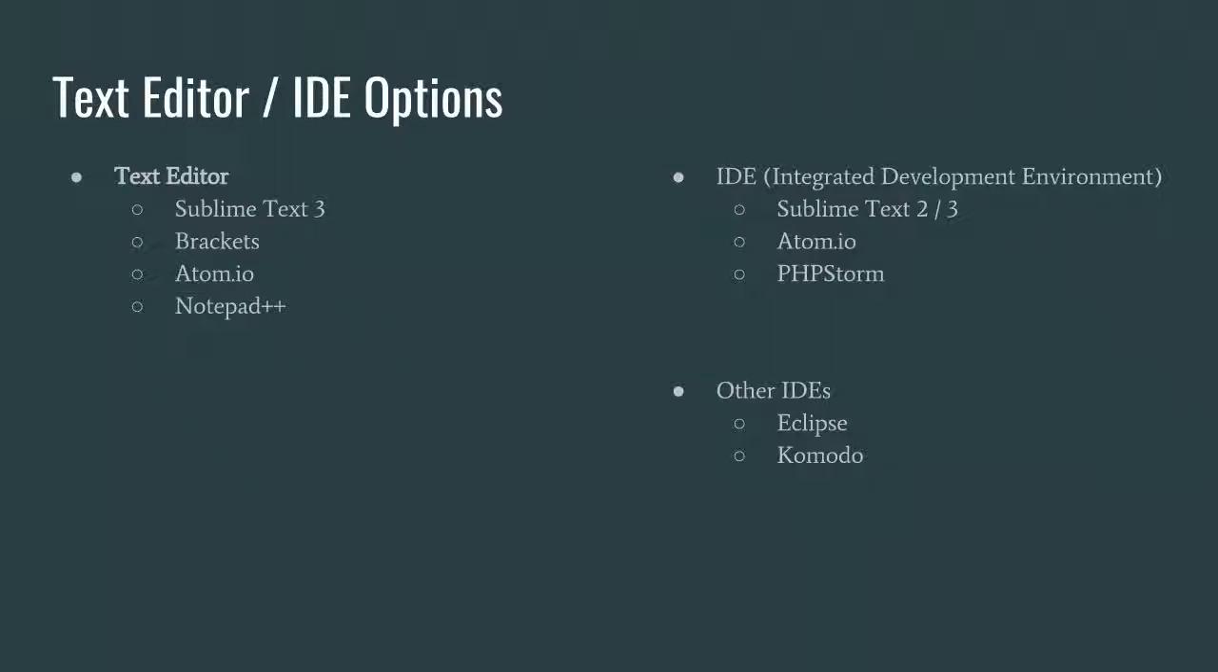You'll notice that Sublime Text 2 and 3 and Atom.io show up twice because they're both technically IDEs, although out of the box they're text editors. It's kind of like Drupal. They support plugins, they support modules. Out of the box, they're both text editors. Add in a few things and they're IDEs, to the point of being able to compile, for Atom, for example.